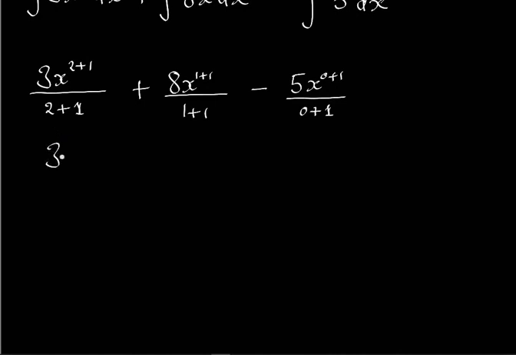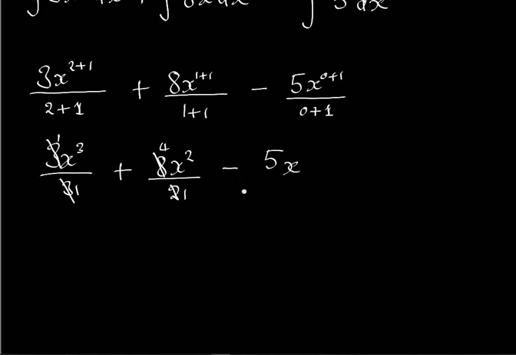Simplifying, we have 3x to the power 3 divided by 3. You can see that this 3 and that 3 are going to cancel. We're going to be left with a 1. Here we have 8x squared divided by 2. You can simplify this further. We have a 4, and we're left with a 1 in the denominator. And for our last term, we just have 5x.